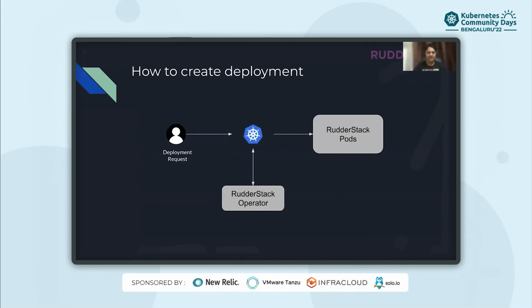So what happens in our case is, whenever a new customer comes, they make a request. And as everyone knows, Kubernetes is very much API driven. So a request comes through the API, it goes to our operator, and from there we create all the needed pods. That's how, whenever a new customer onboards, we create a dedicated environment for them.